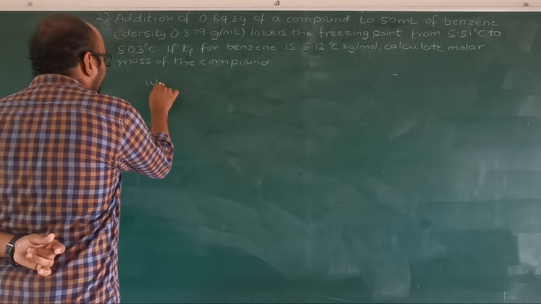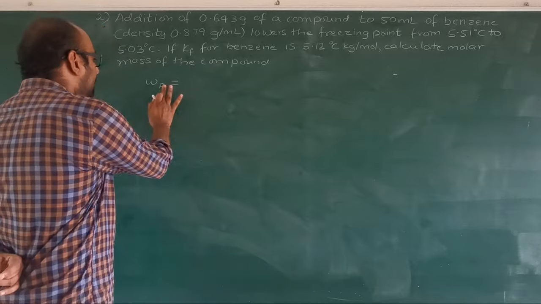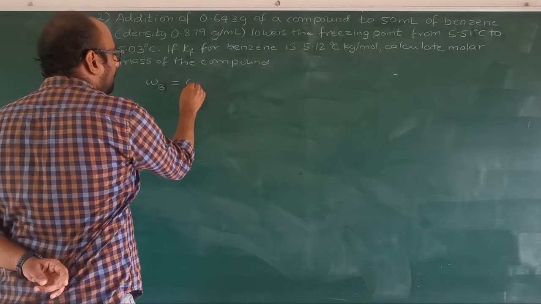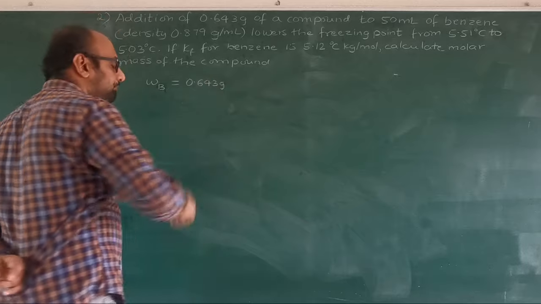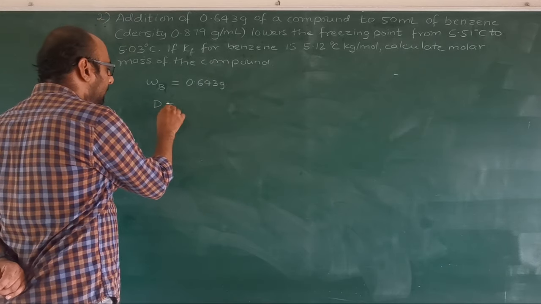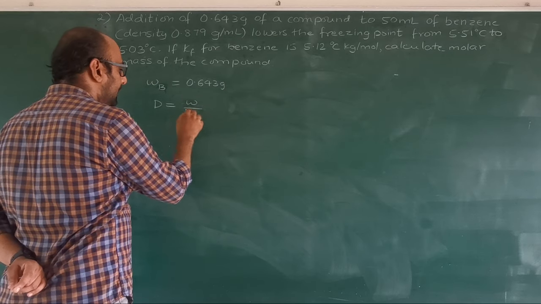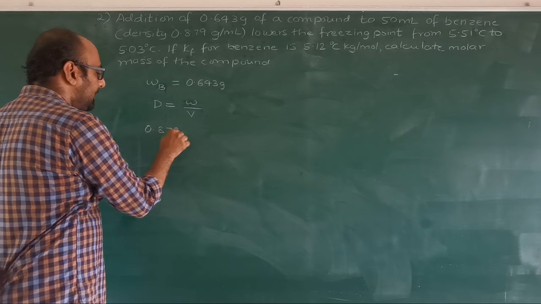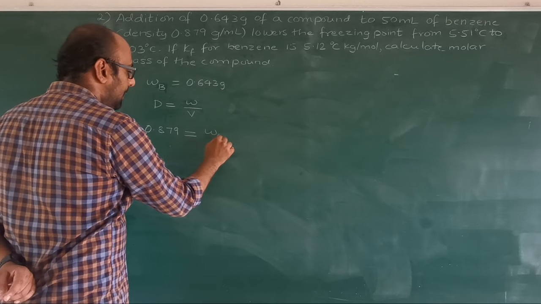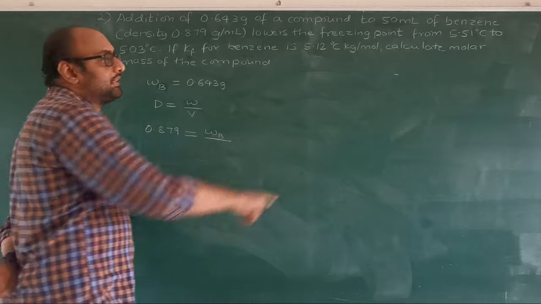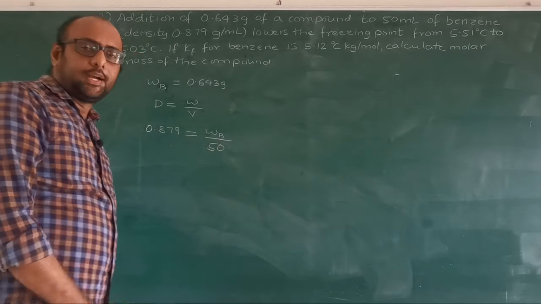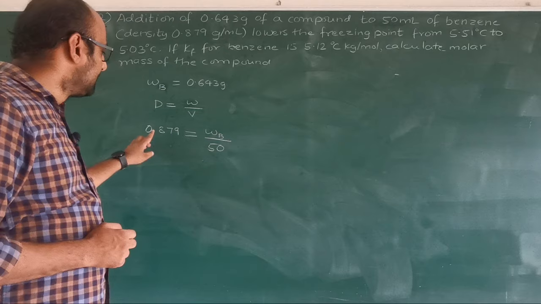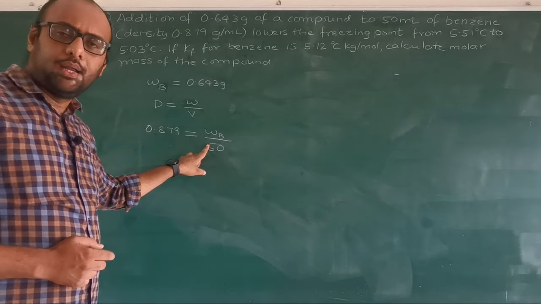Now, the mass or weight of solute, that is B. B means solute. It is an unknown compound. So it is 0.643 gram. You know that density of any compound is equal to mass by volume. Density of benzene is given, that is 0.879. It is equal to mass of benzene divided by volume of benzene, that is 50 ml. So this is how you have to calculate the mass of any substance if density and volume are given. So density of benzene is equal to mass of benzene divided by volume of benzene.